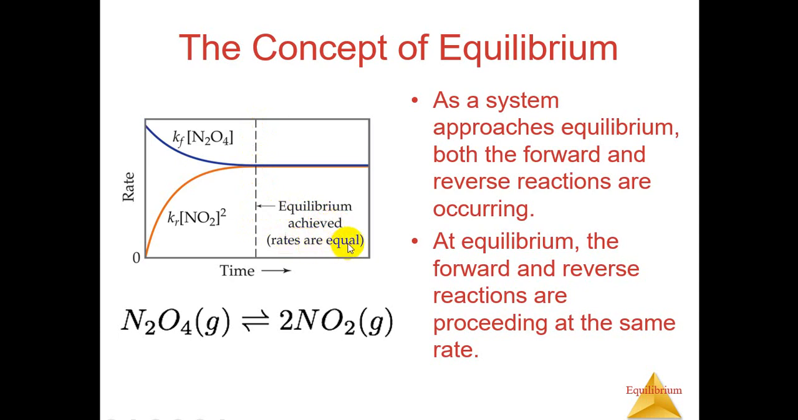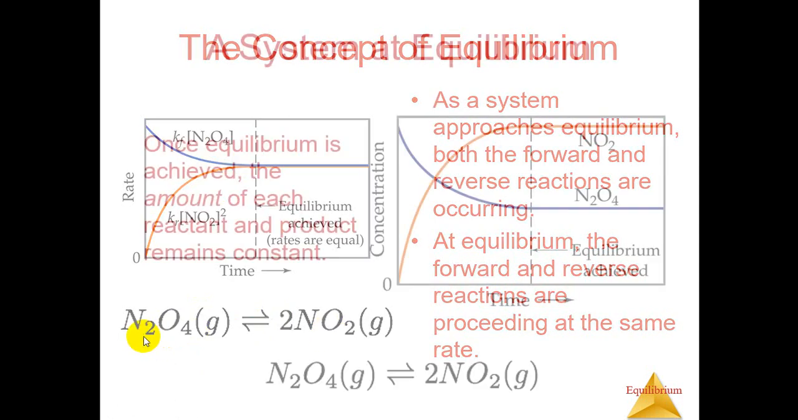So this dotted line represents equilibrium achieved. Rates are equal. Why is rate equal? Because they overlap over here. So when you extrapolate to the rate axis, you get equal rate for the forward reaction and equal rate for the reverse or backward reaction. And this is the same.